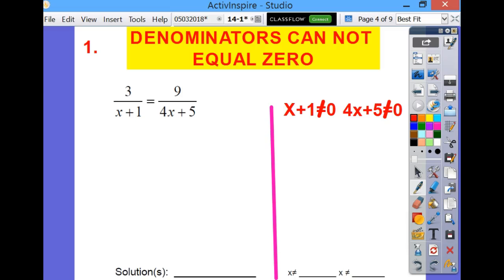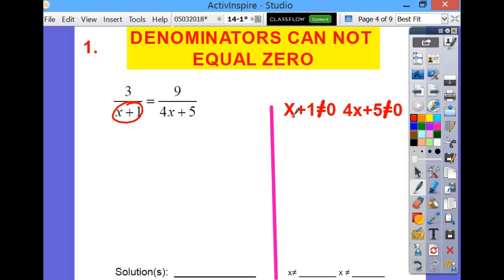At the top of your paper, in big letters, write: denominators cannot equal 0. Because denominators cannot equal 0. When you have a denominator, you are dividing by the denominator, and you cannot divide by 0. It destroys our whole entire mathematical system if you try to divide by 0. That means that this denominator cannot be equal to 0. That's why this is written over here.